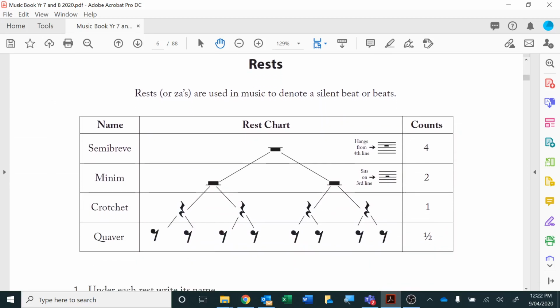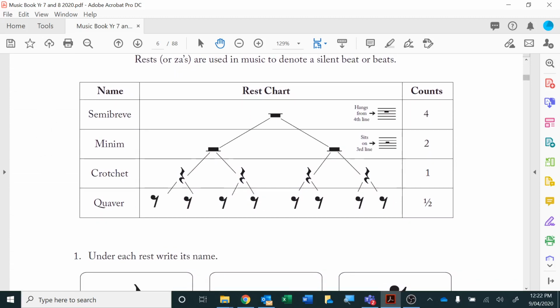Moving right along. Now rests. If the chart looks similar, that's because it is. It's a semi-breve rest, or minim rest, or crotchet rest, or quaver rest. And the concept is the same. In relation to the first 2, the way I sort of remember it is the semi-breve rest is big and strong. It's 4 beats long, so it hangs off the top. The minim rest wasn't so strong, so it dropped down and rests on the line below.